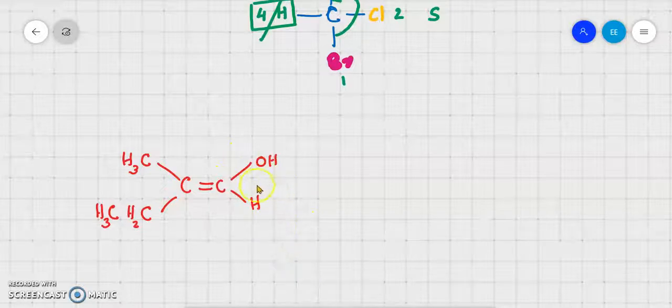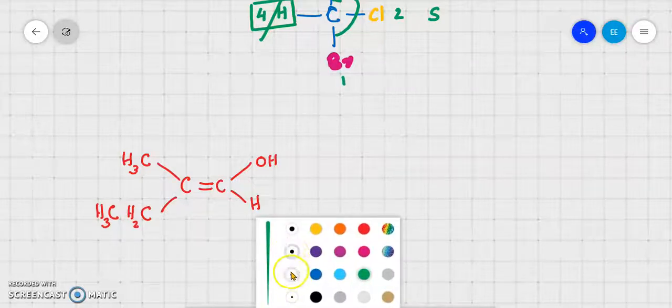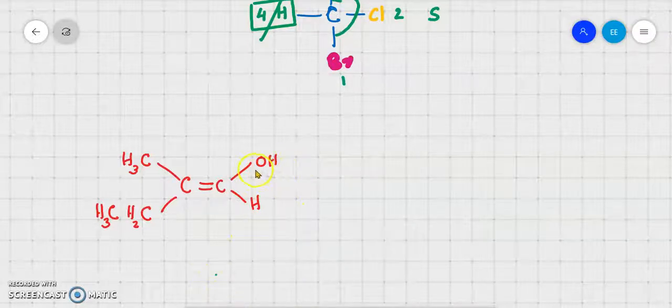So in this case, in order to assign priority to groups, we only have to consider the atom which is directly attached to the double bonded carbon. We cannot consider the whole group together. We have to consider only the atom directly attached. So in this case, oxygen is the atom directly attached and hydrogen is the atom directly attached. And we have to look at the atomic numbers of these two. Oxygen is greater, so hydrogen will be lower and oxygen will be higher. So this will be high and this will be low.